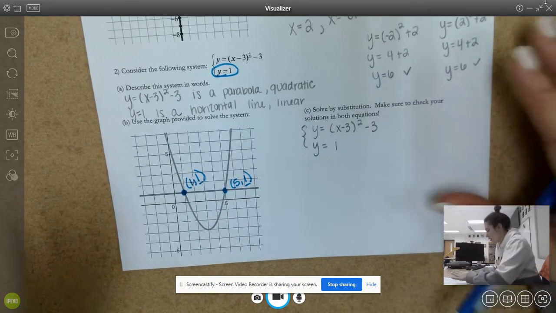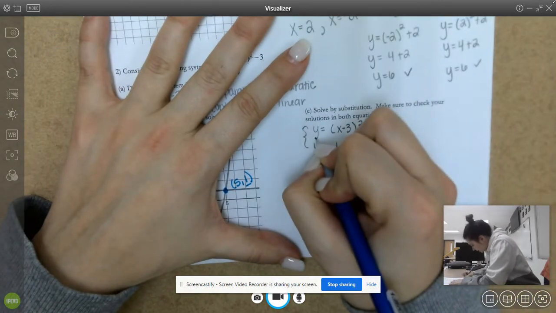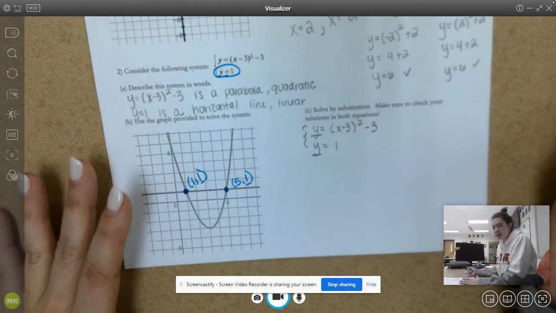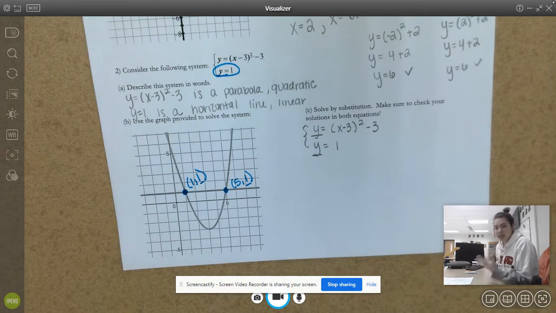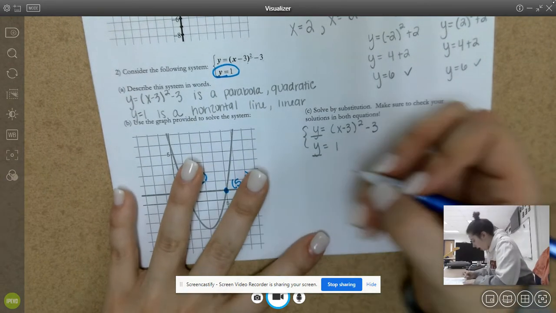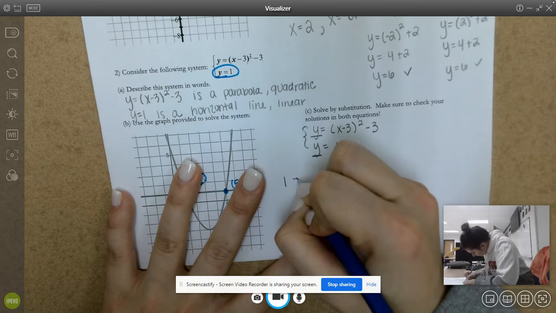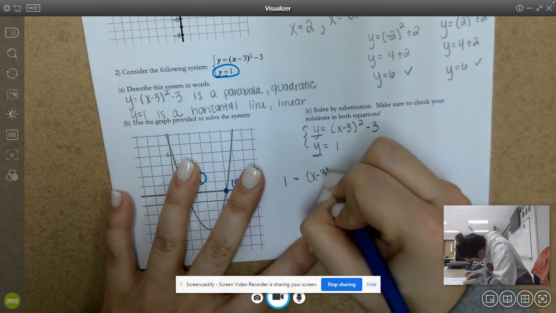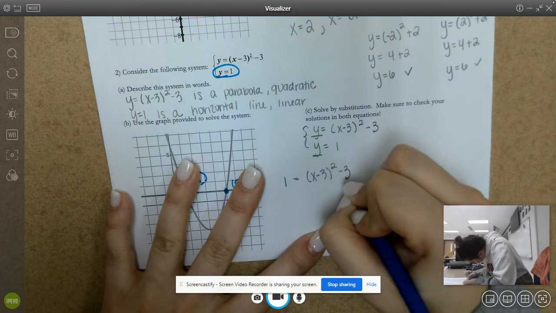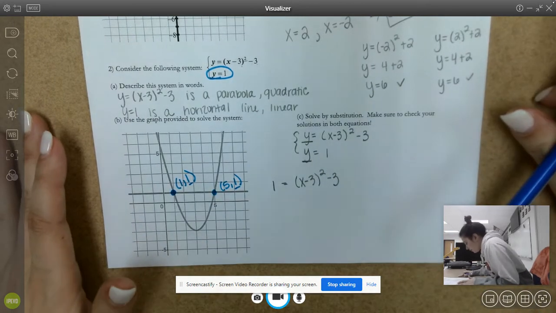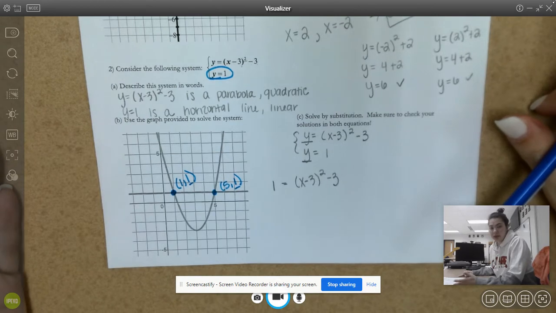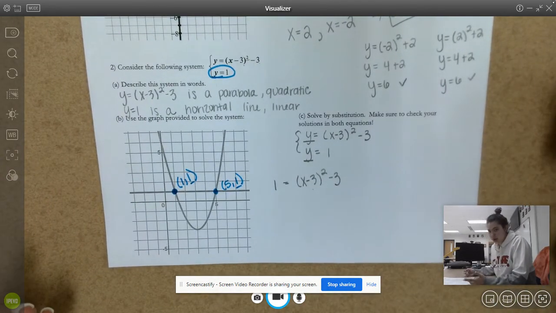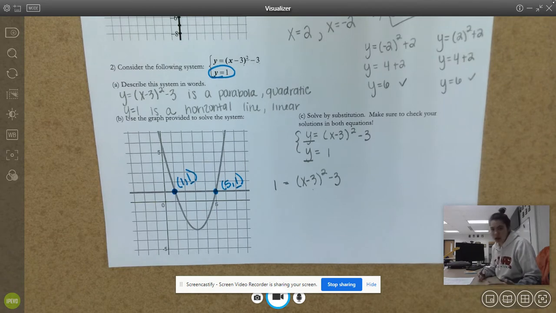What we can do is notice that they're both set equal to y. So we can easily substitute the functions in for each other. So we can say 1 is equal to (x minus 3) squared minus 3. And there's a few different ways we can go about working through this. We could expand this out, double distribute, try and factor it.